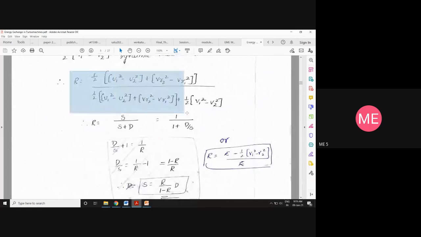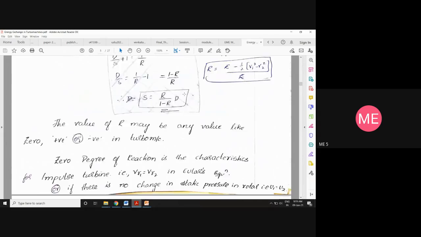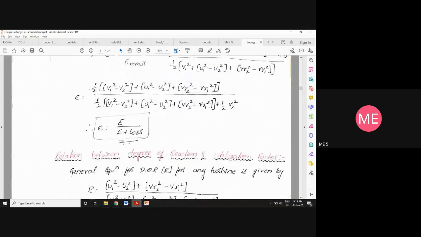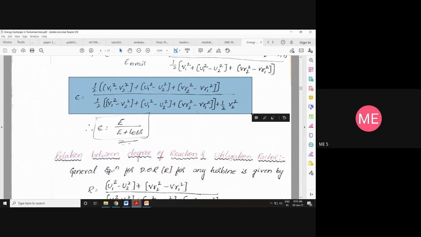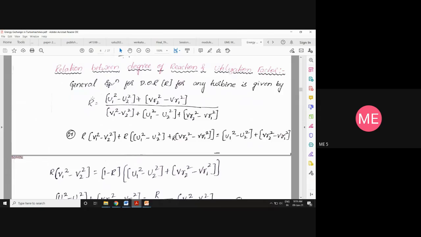This is the R formula, right? R is that, and utilization factor is this. He is asking you to express the relation between those two. So what will you do? First, let me write R.